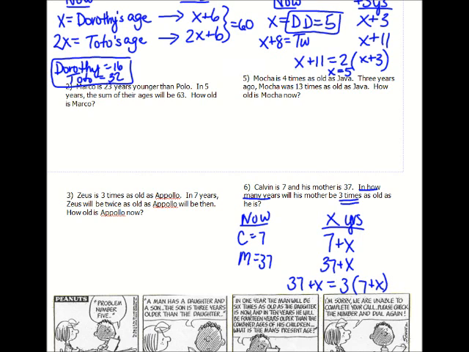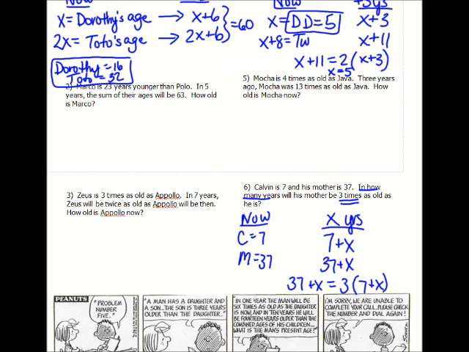I think you should be pretty good with the rest of this, so I'd like you to try them on your own. Why don't you pause it here? I will post the answers, and that way you will know whether or not you are doing it correctly. So go ahead and pause, and I'll put the answers up.